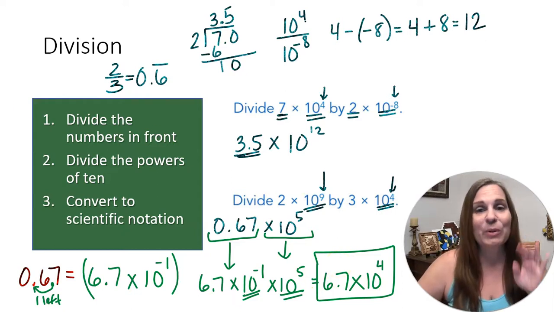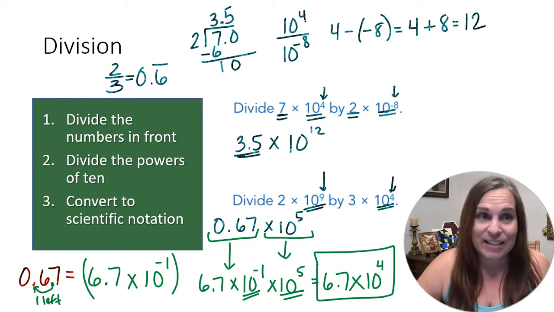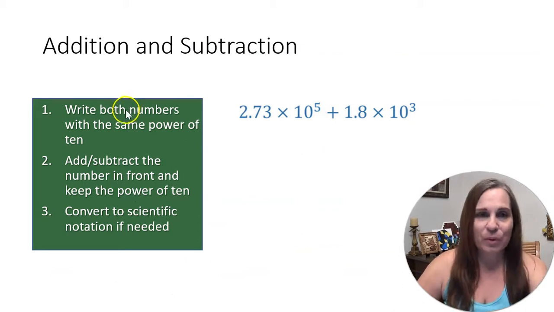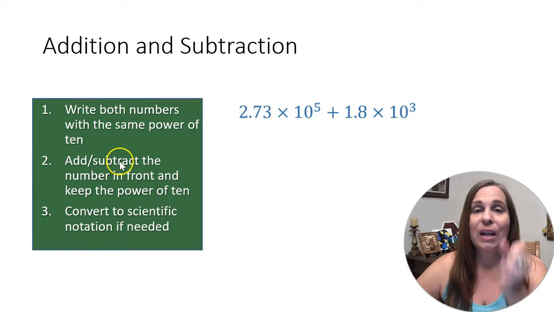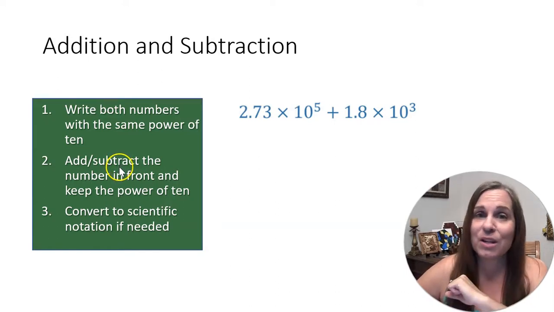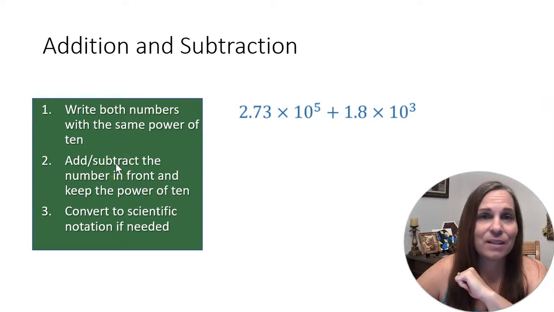All right, so that's multiplication and division. Now let's look at addition and subtraction. Now addition and subtraction are similar, same steps for both. But here's the key. In order to add or subtract numbers in scientific notation, they have to have the same power of 10. Once you've got the same power of 10, easy, right? But you have to get the same power of 10 first.